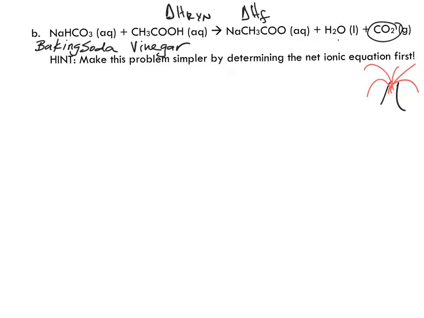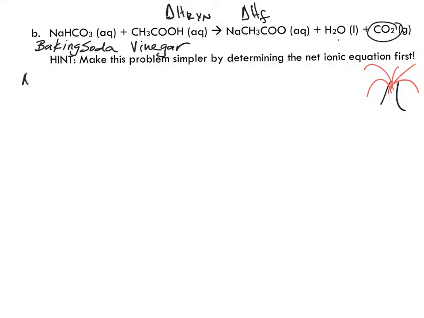All right, in this problem we can find the delta H's of formation for everything that's involved, but we can also simplify it by determining the net ionic equation first. That way we don't have to include the delta H's of formation for the spectator ions, because they're not doing anything anyway, so they're not actually involved in the enthalpy of the reaction. So let's first make the total ionic equation and then the net ionic equation.